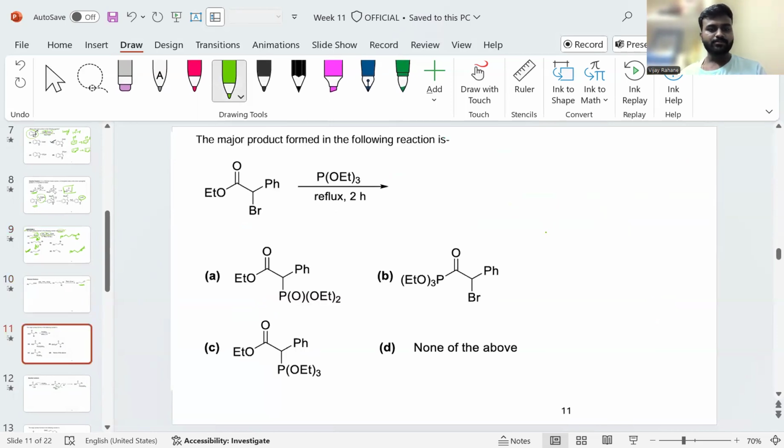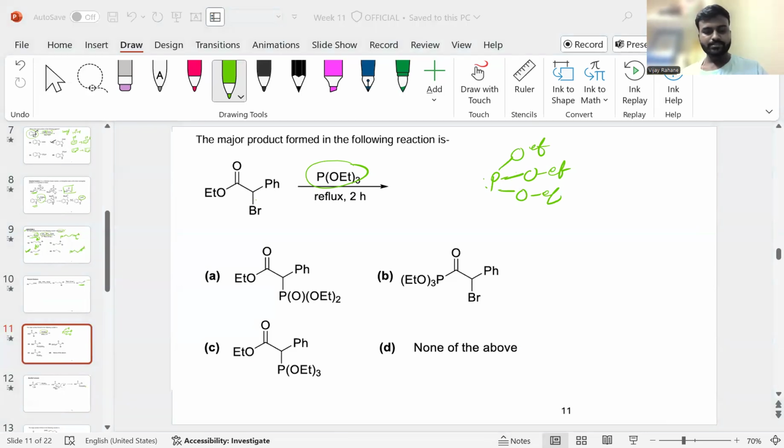The next question is the major product formed in the following reaction. And we have the starting alpha bromo ester. So that's the alpha bromo ester, and the reaction is with the P(OEt)3, so O ethyl, that's the reagent, and reflux for 2 hours. So what will be the product in this reaction?